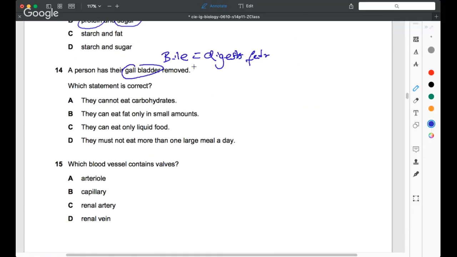So if bile digests fats, that means that you're less capable of digesting fat if you don't have a gallbladder. So it's got nothing to do with carbohydrates, so we can rule out A. They only eat fat in small amounts. So you can still digest fat without a gallbladder, but you're not producing bile, so you're less good at digesting fat. So you can only eat fat in small amounts.